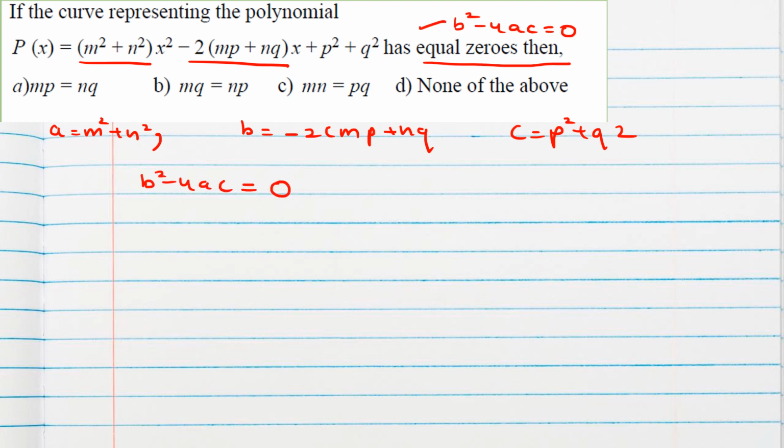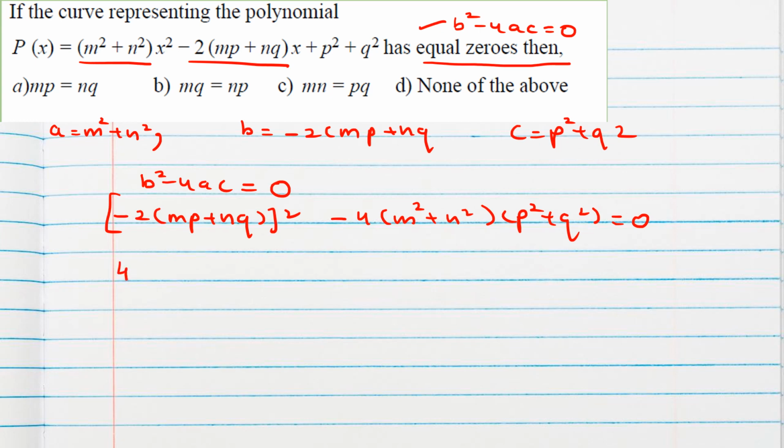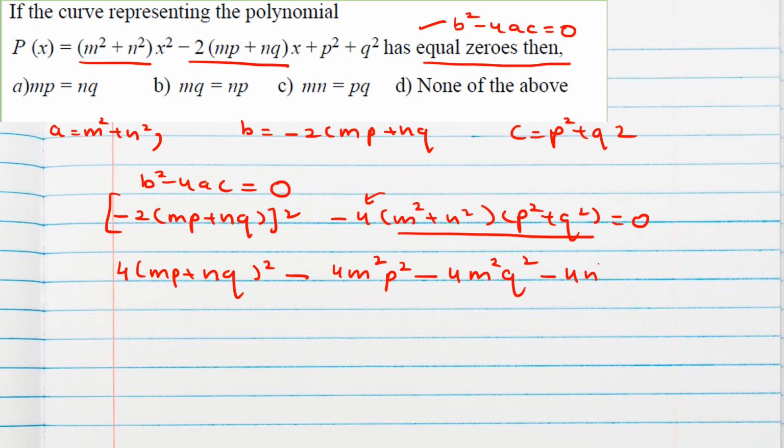Substitute the value: minus 2 times mp plus nq whole square minus 4ac. Okay, so if you open the bracket, we'll get 4 times mp plus nq whole square. Here we can open the bracket and multiply with 4. 4m square p square minus 4m square q square minus 4n square p square, and 4 times n square p square, sorry, q square, equal to 0.